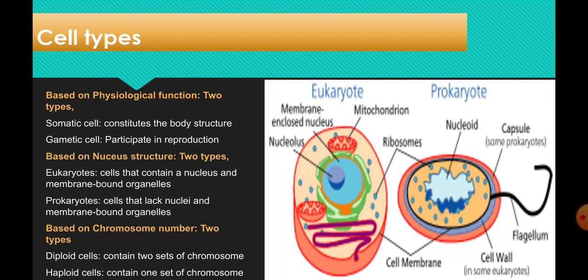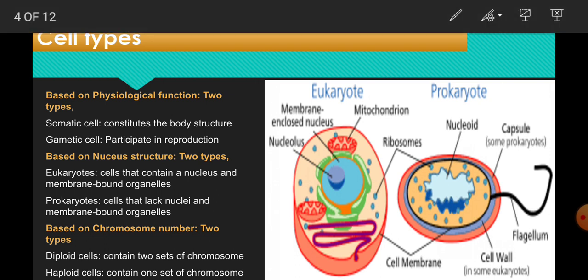In the prokaryotic cell there is no nucleus. They have only chromatin material. But the eukaryotic cell contains a real nucleus and all the membrane bound organelles inside the cell. Here you can see a prokaryotic cell, and a eukaryotic cell.